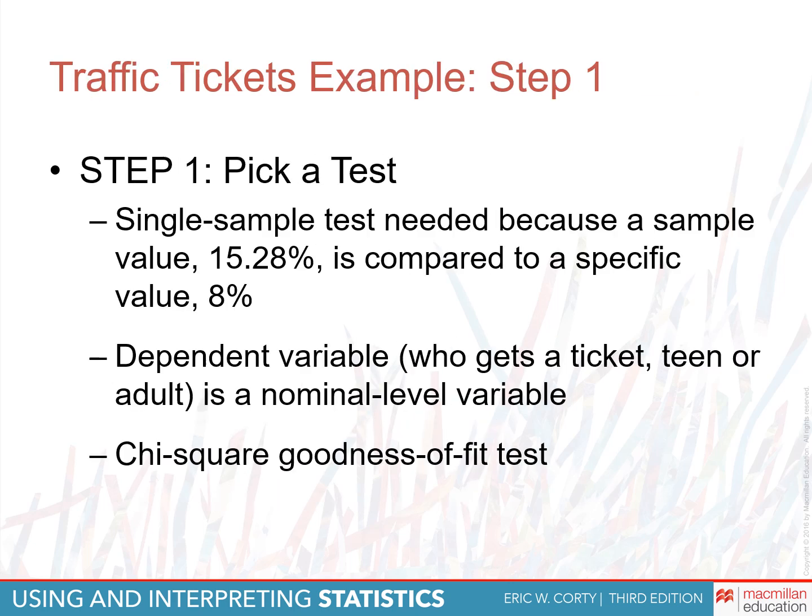Okay, so first we're picking our test. And we know we want to do a single sample test because we have a sample value of about 15.28%. That's the percentage of teenagers who got our tickets in our sample. And we're comparing that to a specific value of 8%. That 8% corresponds to the percentage of all drivers that are teenagers. And our dependent variable is a nominal level variable. It's categorical. We have who gets a ticket, and our two categories are teen or adult. And so if we want to do a test like that, that corresponds to the chi-square goodness of fit test.